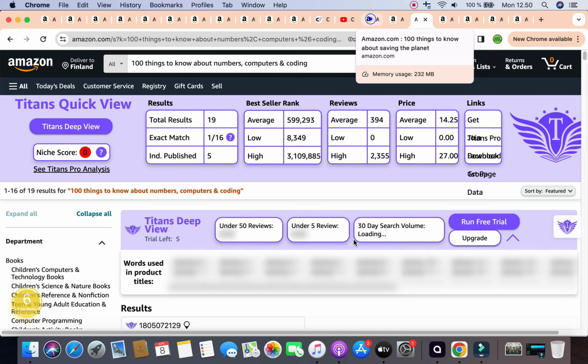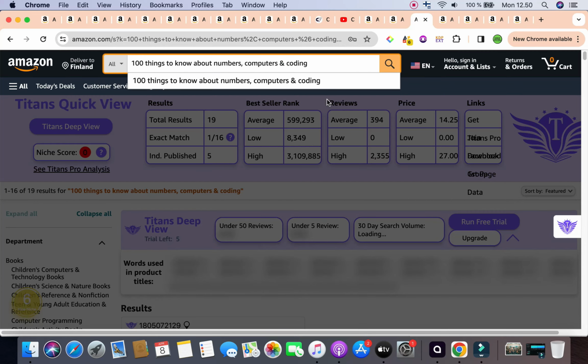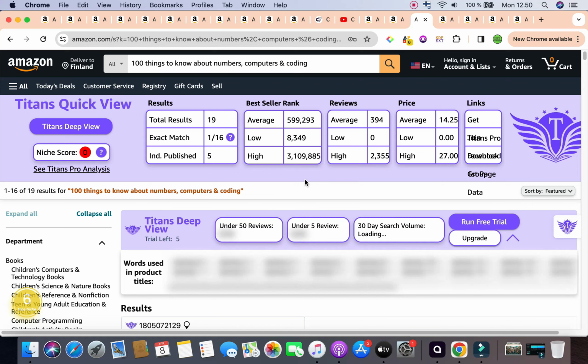Let's say, for example, you want to utilize this one, the first keyword, 100 things to know about saving the planet. But you're going to use that for the title, and you're going to insert this one for the subtitle. Why? I know it doesn't include anything about coding specifically, to be honest, but it does cover 100 things to know. It is, for example, sharing the same target audience, whether you decide to do it for adults or for children, and it also is a fact book. So think about how to utilize this wonderful keyword.